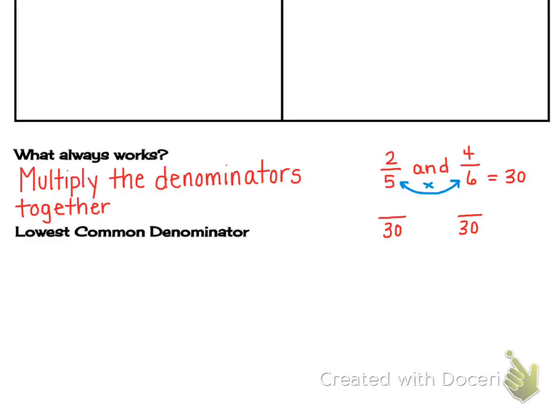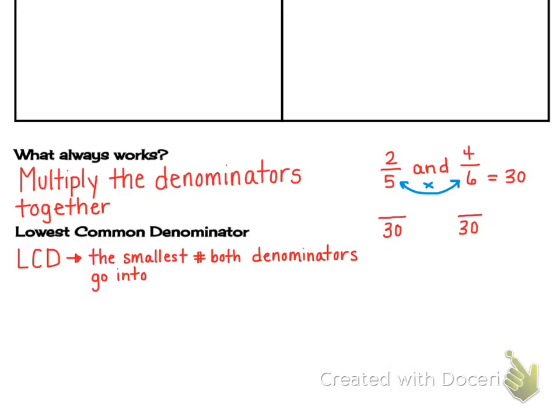Now, another way to find a common denominator is to look for the lowest common denominator. And we call that the LCD. That is the lowest common denominator. And that is the smallest number that both of the denominators go into. The lowest common denominator is always going to be the same as or bigger than the denominators that you already have.